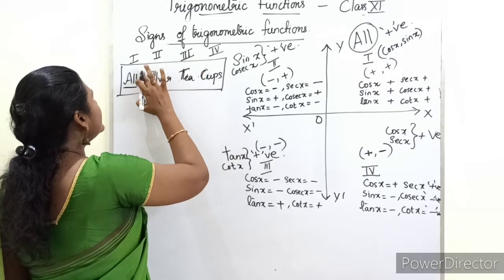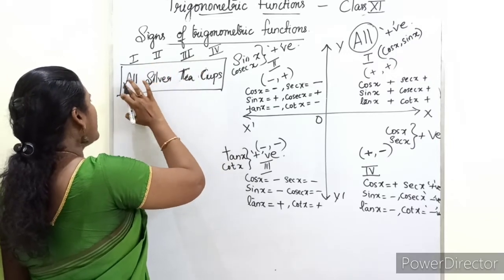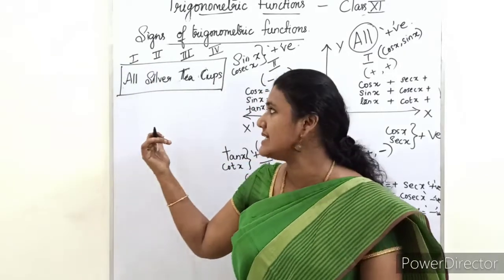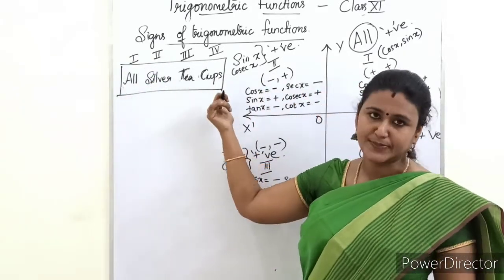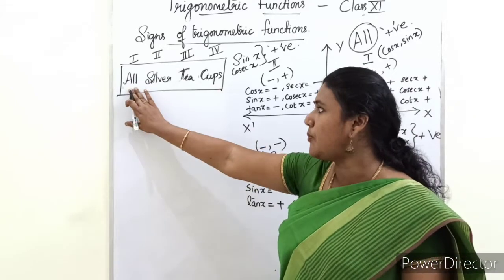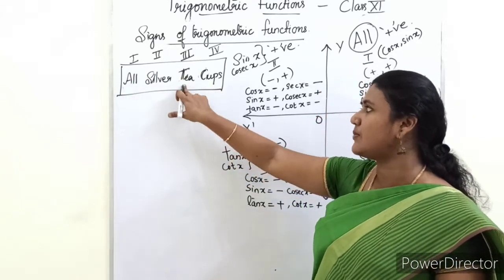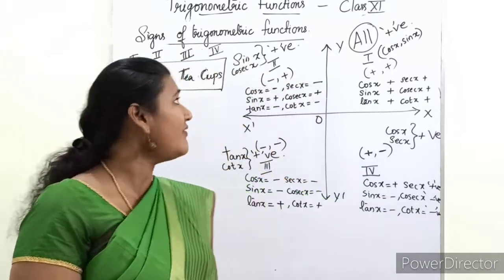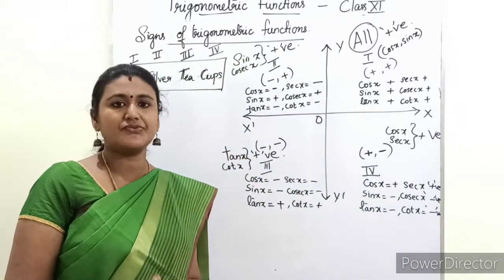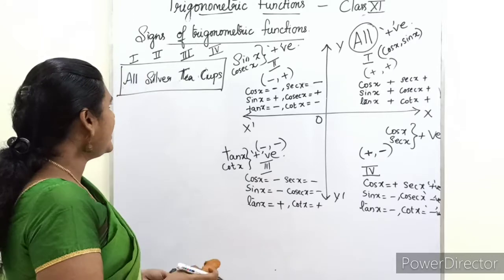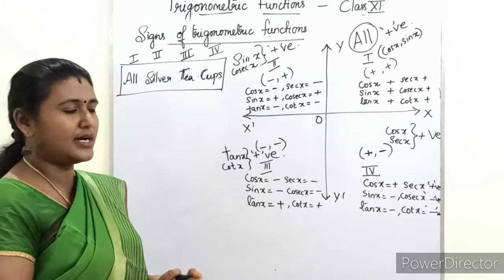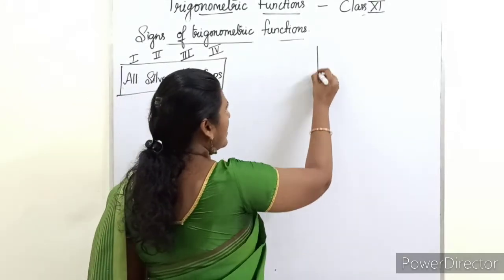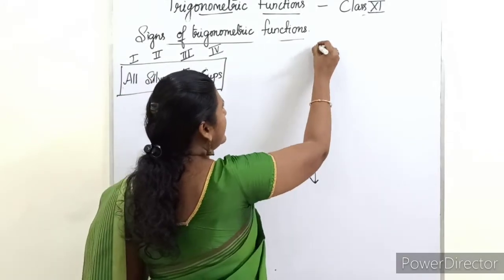This is "All Silver Teacups". We have many such sentences to remember this, but this one is an easy one, all silver teacups. So that is all positive, sin positive, tan positive and cos positive. So we have seen the signs of trigonometric functions in different quadrants. Now we have to learn two more formulas.